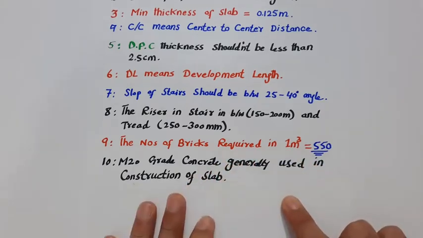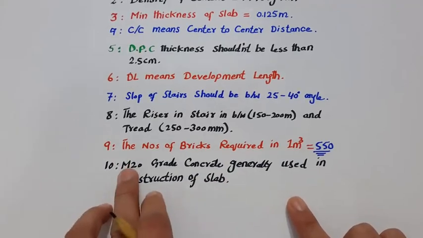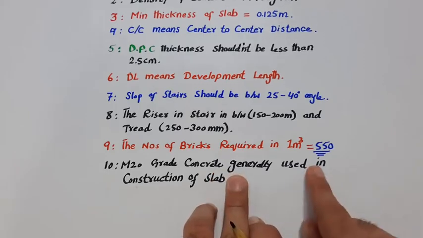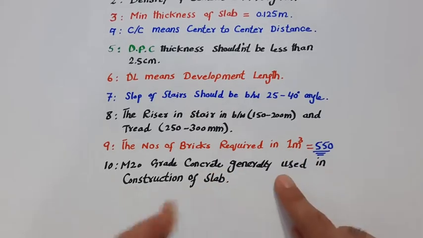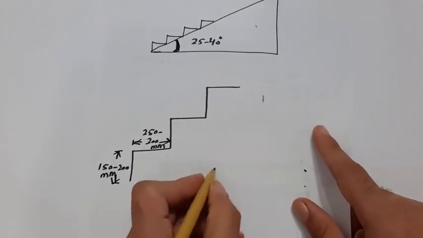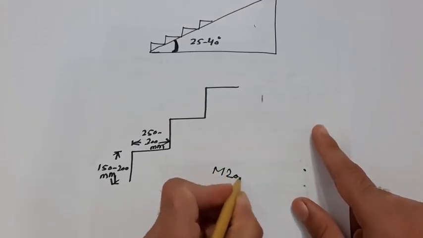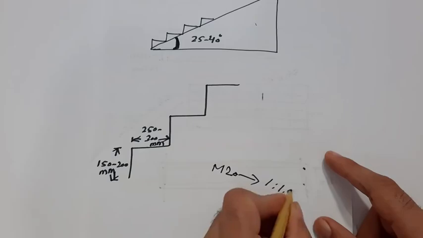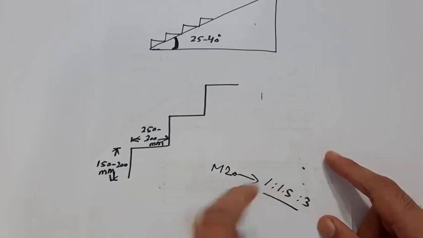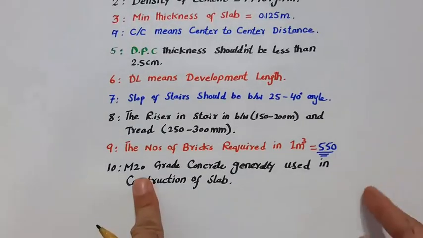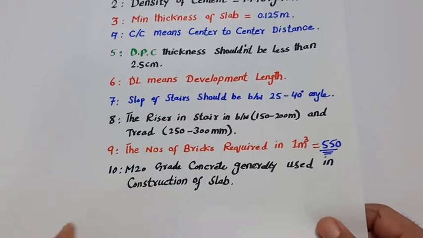Okay, next one, guys: M20 grade concrete is generally used in construction of slab. So what is M20 grade concrete? The M20 ratio is 1:1.5:3. This is the ratio of concrete for M20, so it's generally used for the construction of slab.